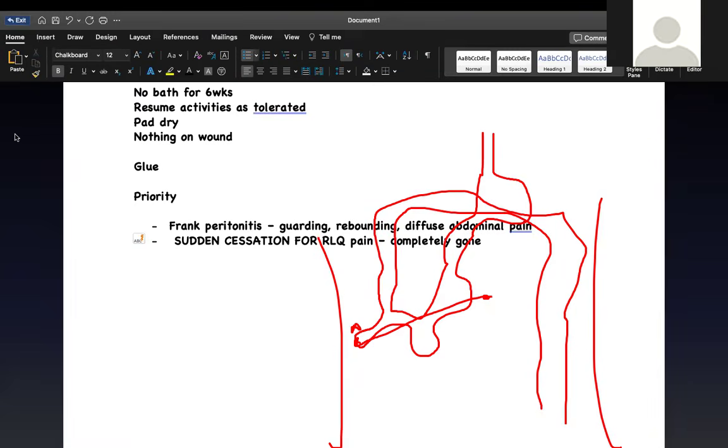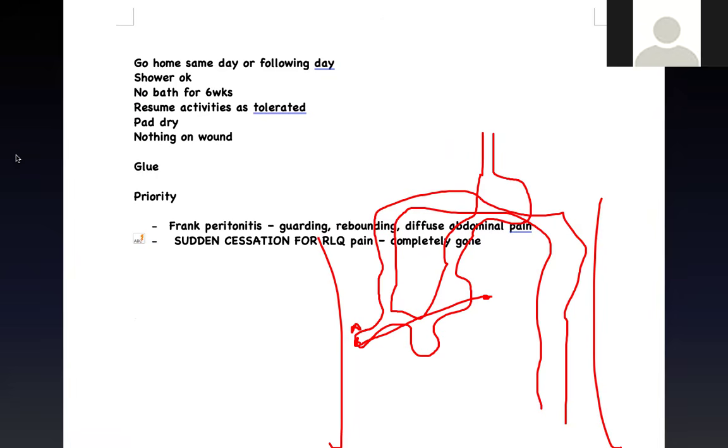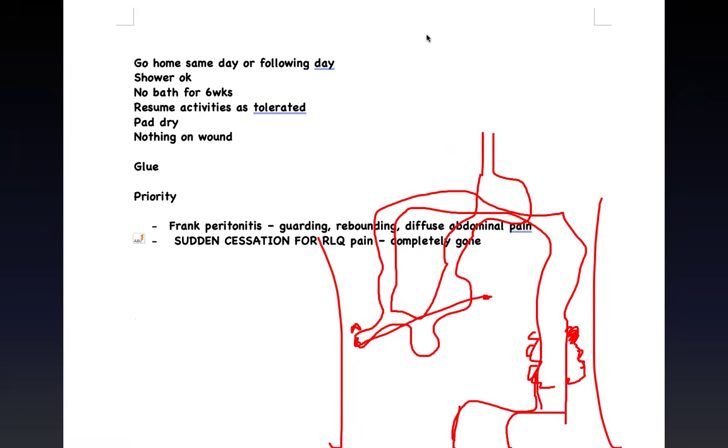Diverticulitis is the same thing. But here, where you have the problem is the diverticulum here. It's a pocket, an outpouching of the colon. And these can get inflamed. And then you go into the rectum. This goes into the rectum.